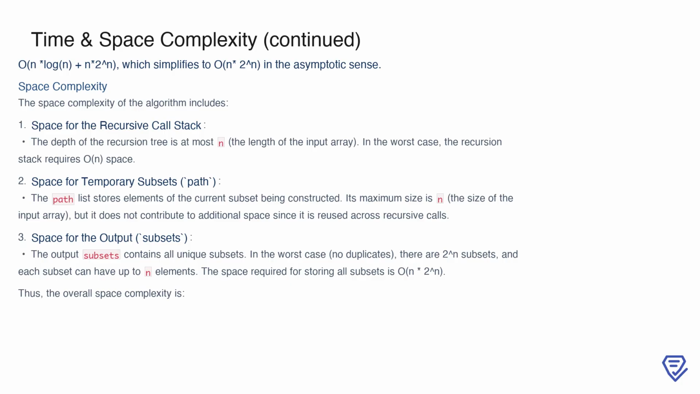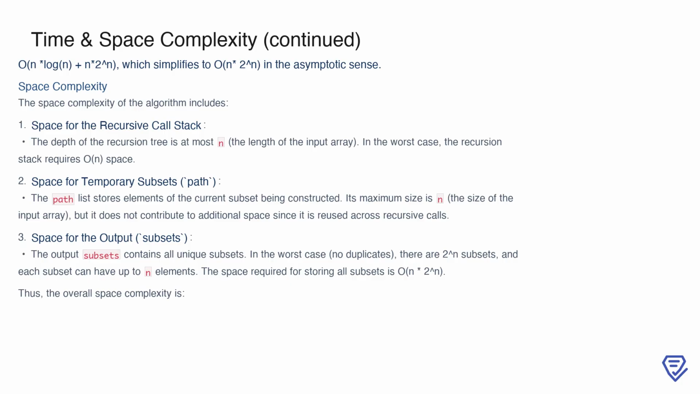Now, let's examine the space complexity. The first component is the space required for the recursive call stack. Since the maximum depth of the recursion tree is n, the stack requires n space. Next, the path list, which stores the current subset being constructed, has a maximum size of n. However, this space is reused across recursive calls and does not contribute to additional memory.